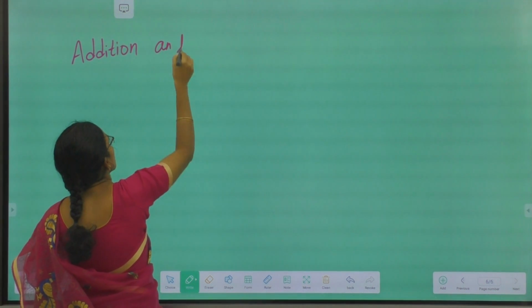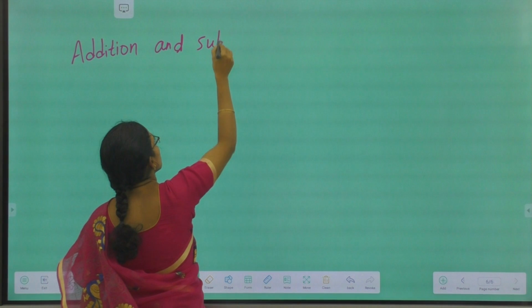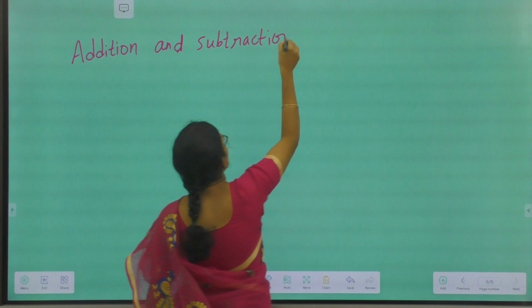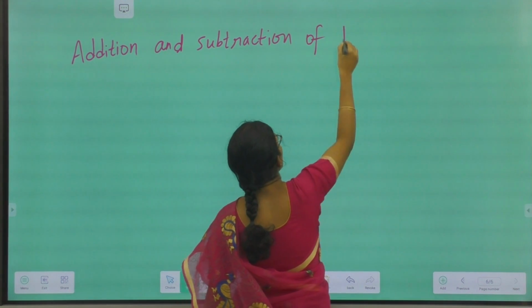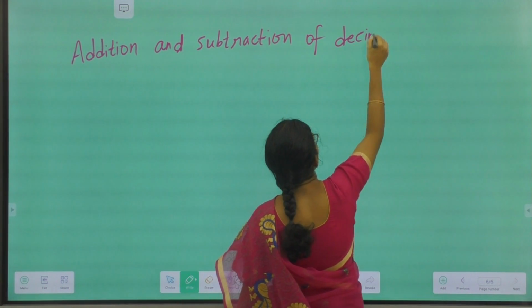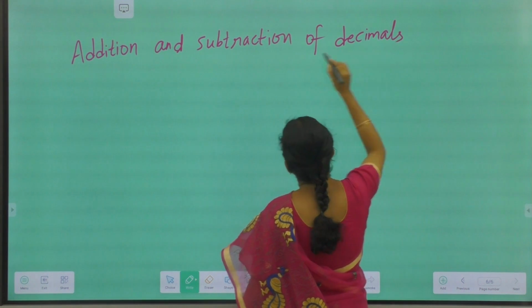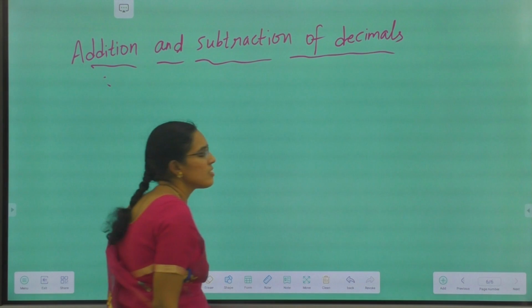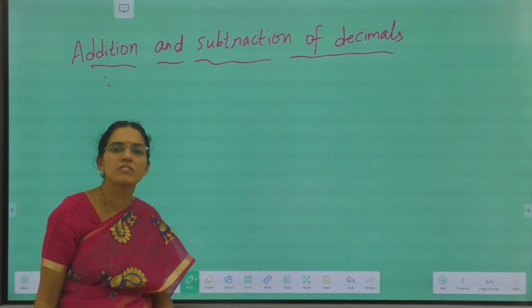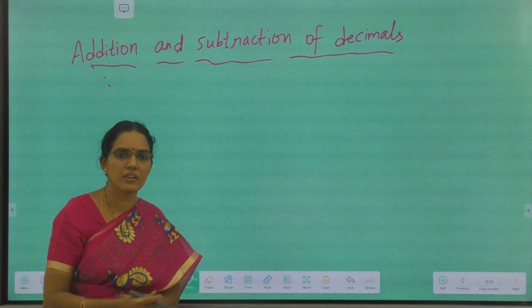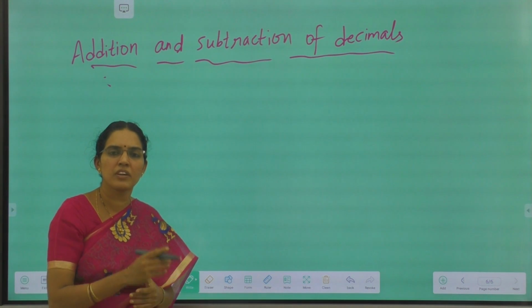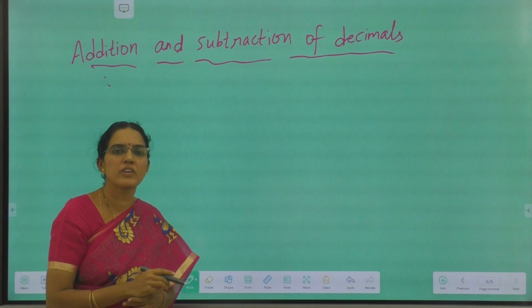Addition and subtraction of decimals. While adding or subtracting decimals, the digits in the same places must be added or subtracted. That is, while arranging the numbers one below the other, be careful: the decimal point below decimal point should come.